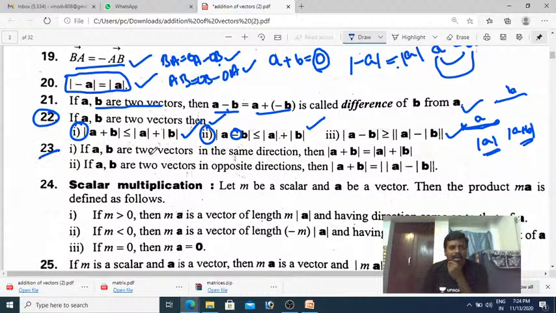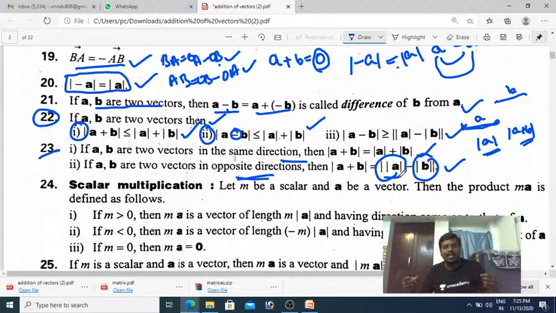Point 23: if A, B are two vectors in the same direction, then modulus of A plus B is mod A plus mod B; individually you take the modulus values. If A, B are two vectors in opposite directions, that is, one on the negative side and one on the positive side, you just take the norm of A minus norm of B. When both go in opposite directions, one positive and another negative, for the negative direction you take the minus. This minus is not for length, it is for direction. B moves on the negative side; the minus indicates that the vector goes along the negative path.